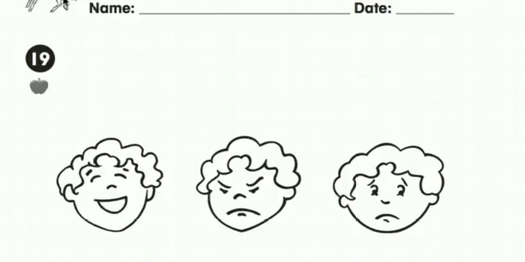Number 19 has a horse at the top. Also, number 19 has an apple underneath it. Let's look at the three pictures of faces that show different feelings. Which picture shows someone who looks happy? Draw a circle around the picture that shows someone who looks happy.